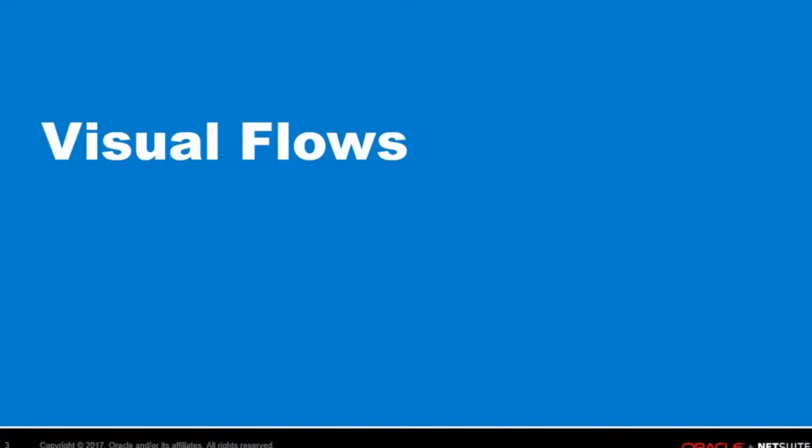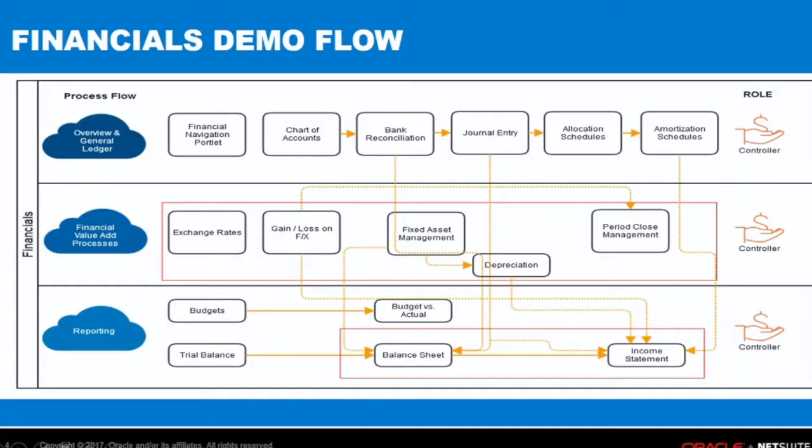So for the financial visual flow, this is the visual flow for financials. As you can see, there are three processes. Number one is the overview and general ledger. Number two is the financial value add processes. And number three is the reporting. All of this will be performed by a single role, that is the controller, which is the financial controller.